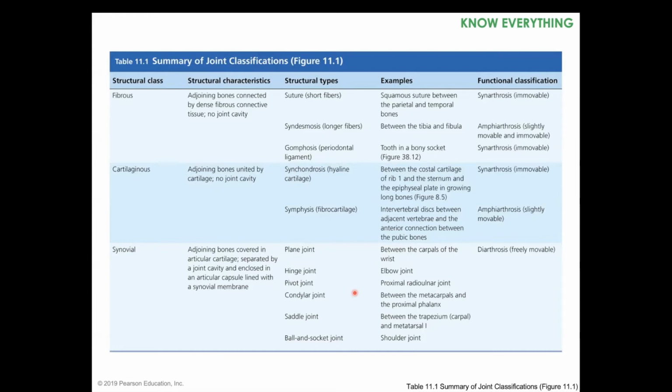Next, we have cartilaginous joints. These are characterized by connecting bones with cartilage and again, not having a joint capsule or a joint cavity. The structural types of cartilaginous joints are synchondrosis, which is comprised of hyaline cartilage, and the symphysis, which is comprised of fibrocartilage. And then finally, we have synovial joints. Synovial joints are characterized by being covered in articular cartilage. They're separated by a joint cavity and are surrounded by the articular capsule that is lined within the synovial membrane. Synovial joints are diarthrotic, meaning they are freely movable.